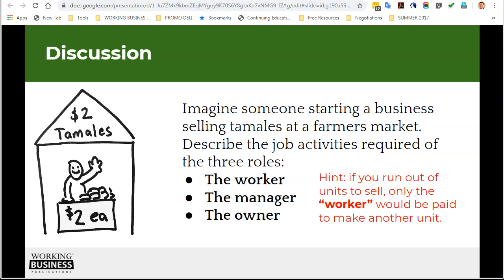Yes, there could be a point where you sell so many tamales in the day that you need to hire another worker to help sell. But just to keep it simple, there's probably a good wide range of tamales that they could sell without having to hire another manager to operate the business that day. That's the example of, if you needed to sell one more unit, who would you have to hire? You would have to hire the worker to make more tamales.